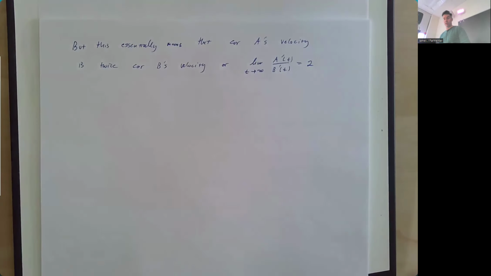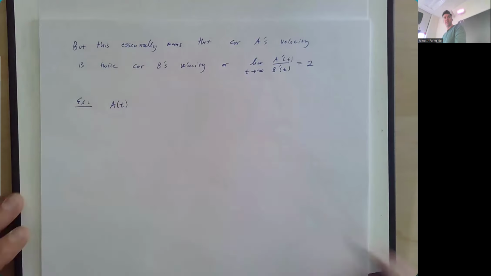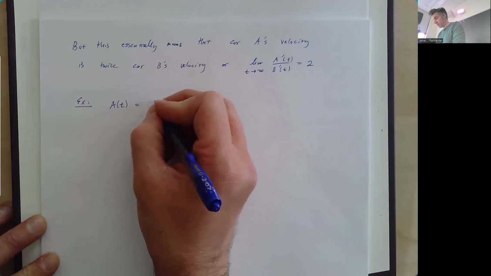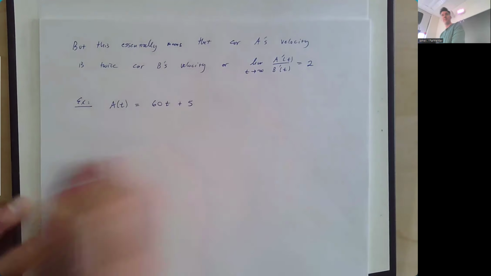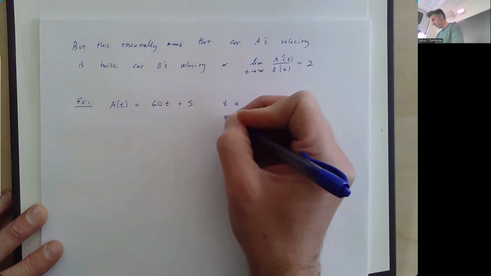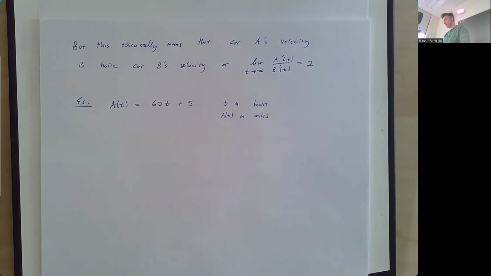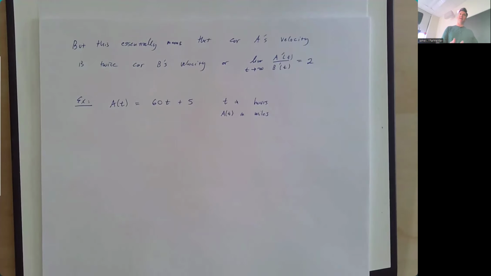It might be easier to see this if you actually think about some actual functions. So for example, you could say that A of t, the position of car A, is 60t plus 5, where t is measured in hours and A of t is measured in miles. So A of 1 would be 65. After 1 hour, we've gone 65 miles. After 2 hours, we've gone 125 miles. After 3 hours, 185 miles. And so on forever and ever. I know it's not realistic.